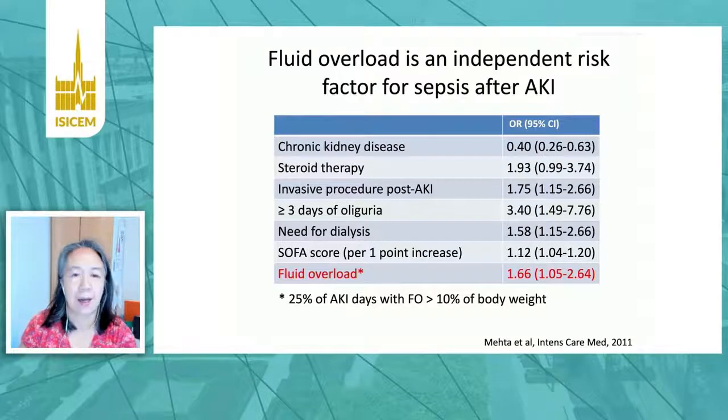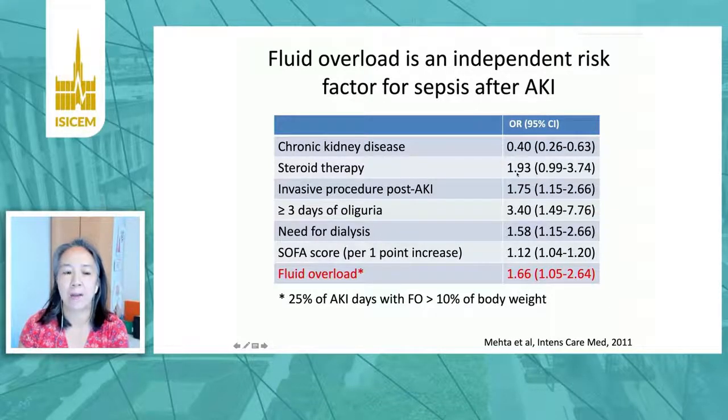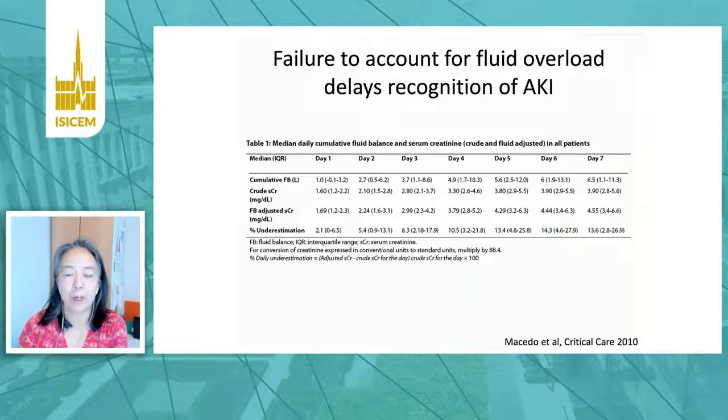From the same study, Ravi Mehta and colleagues have shown that fluid overload is an independent risk factor for sepsis after acute kidney injury. What you can see here is that, examining risk factors for sepsis after acute kidney injury, not surprisingly, factors such as immunosuppression, steroid therapy, the need for invasive procedures, and higher severity of illness are independent risk factors for sepsis. But in addition, you can see here that fluid overload in and of itself is a risk factor for sepsis after acute kidney injury.